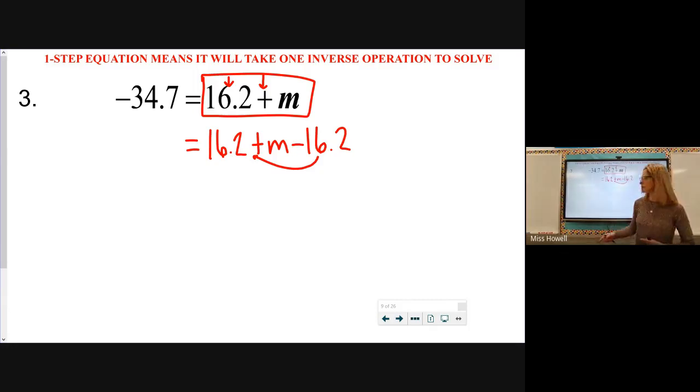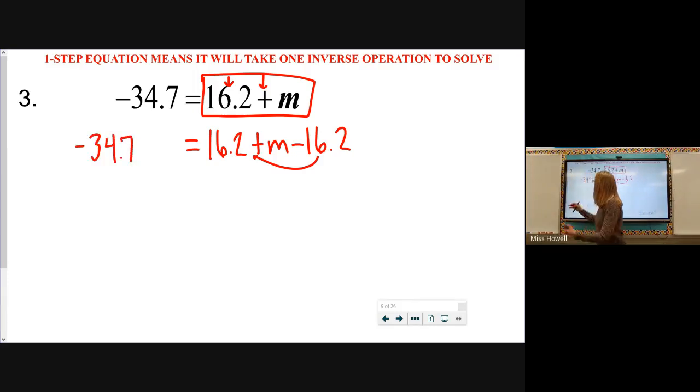That is perfectly fine. Now, here's where we tend to mess up. On the other side, I want to do that same subtracting 16.2. I'm taking away the 16.2, not that 34.7 value. So I'm starting with negative 34.7, and I want to subtract from it. The order matters over here. I'm subtracting the 16 from the negative 34.7, not the other way around, so be careful.